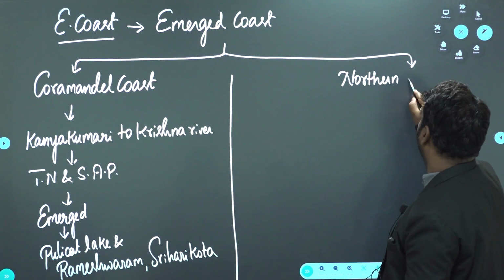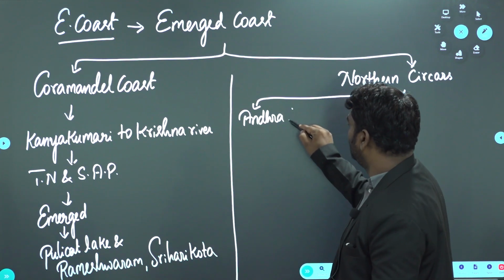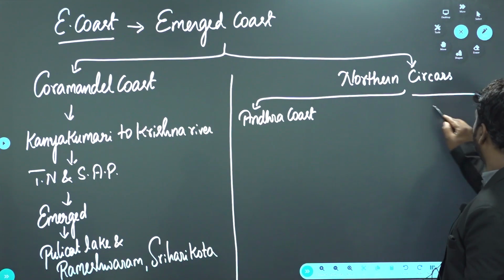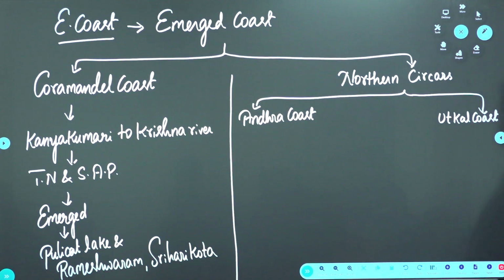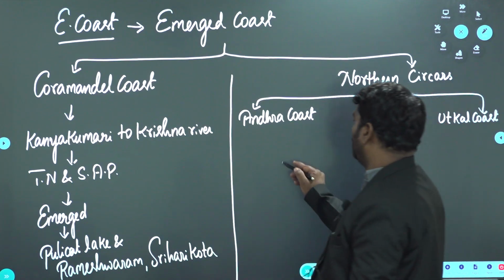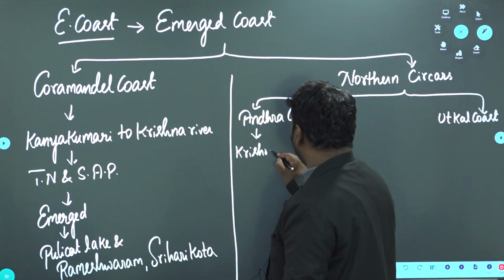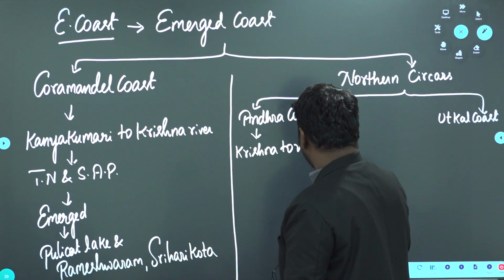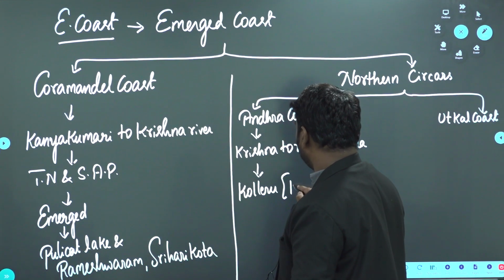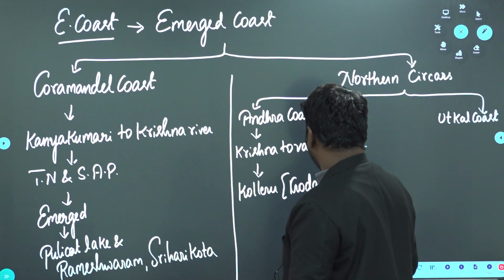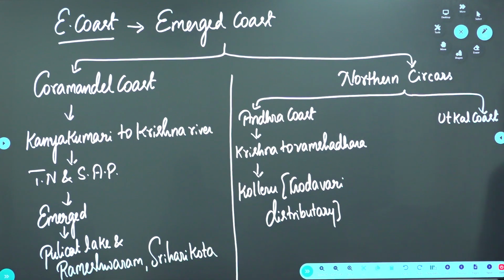What about the other one? Northern Sarkars. It is divided into two parts. Andhra coast. What is the other one? Utkal coast, Odisha. Andhra coast is from Krishna to which river? Vamshadhara. Kolleru freshwater lake is there, into which Godavari distributary enters.